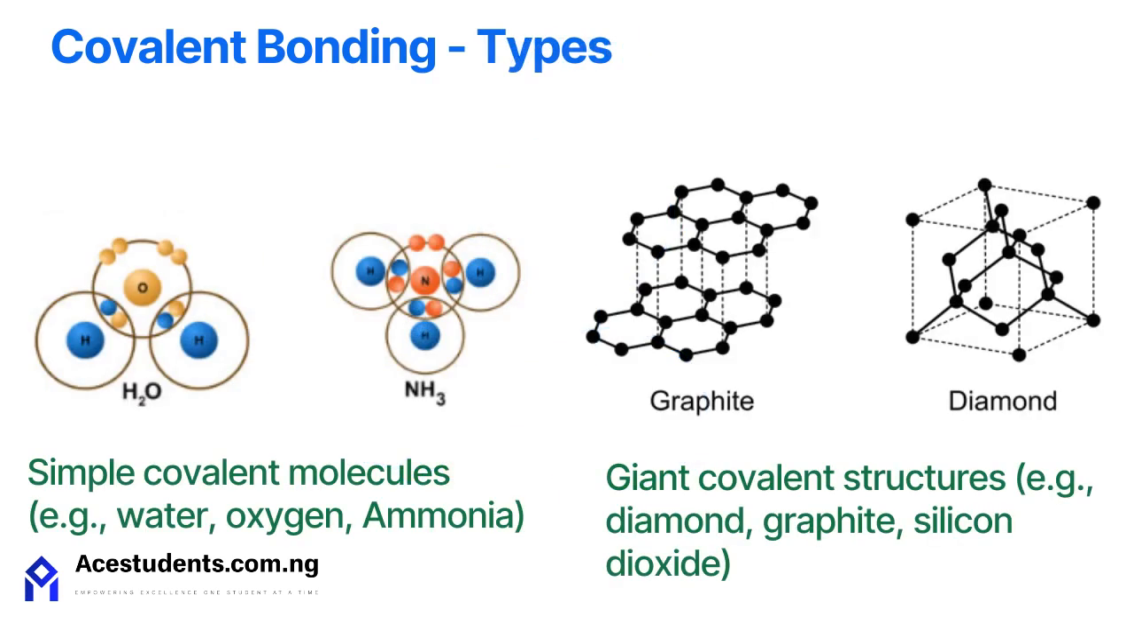Covalent bonds form 2 types of structures. Number 1: small simple covalent molecules, like water and ammonia. And number 2: giant covalent structures, like diamond, graphite, and silicon dioxide. To watch the lesson on giant covalent structures, kindly click on the link at the top right corner above.